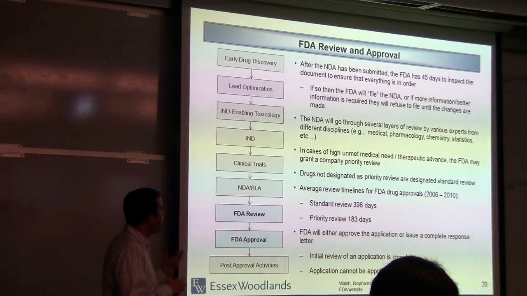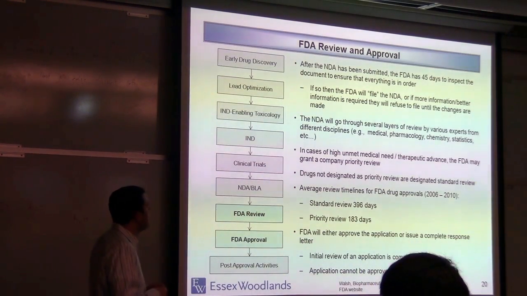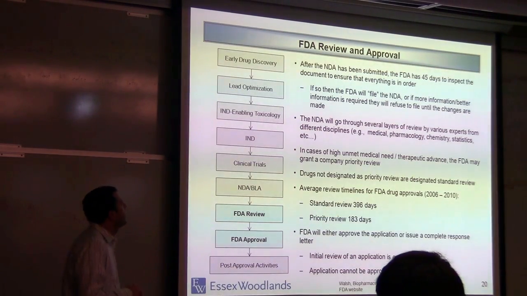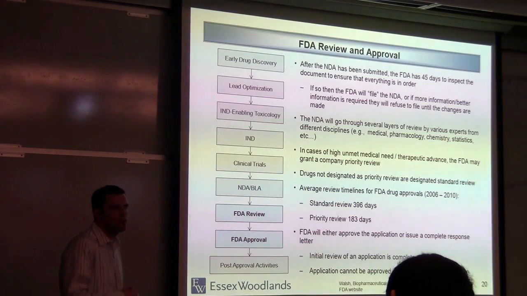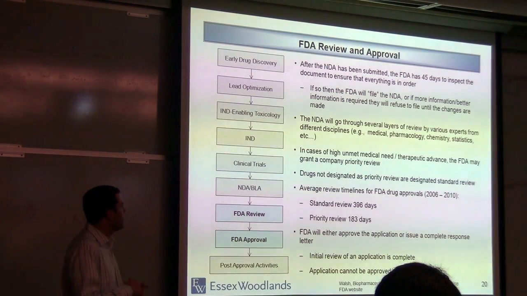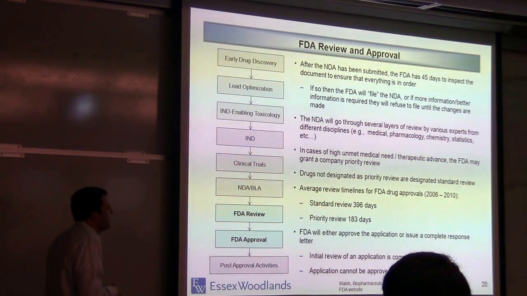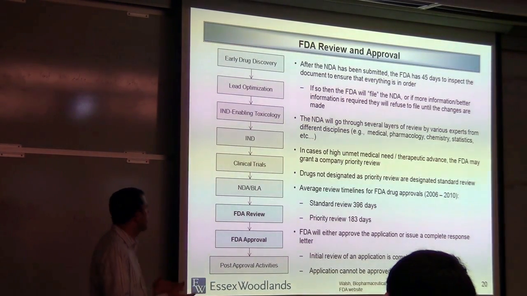If it's a situation where there's a high unmet medical need, the FDA calls it a therapeutic advance. So say this is a really important cancer treatment, the FDA may grant priority review. Otherwise, they're going to grant a standard review. The most recent timelines I've seen from the FDA, looking at approvals from 2006 to 2010, standard review took 396 days, and a priority review took 183 days. So getting the priority review done in just about 6 months, and a standard review is taking over a year, on average. Could be a little shorter, could take longer.